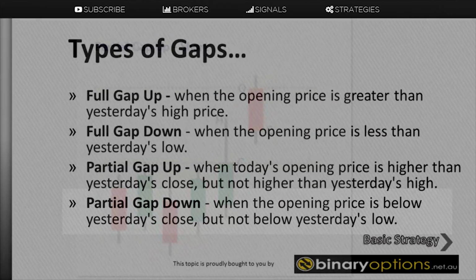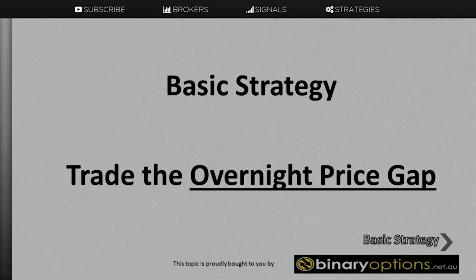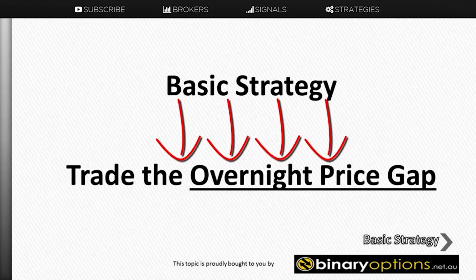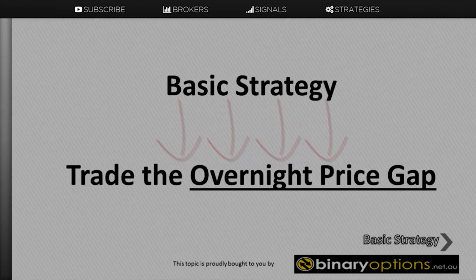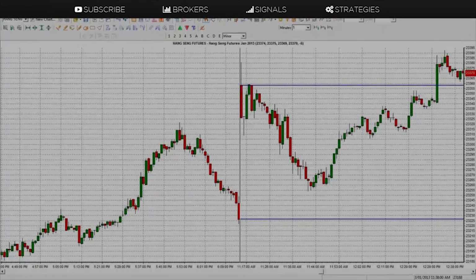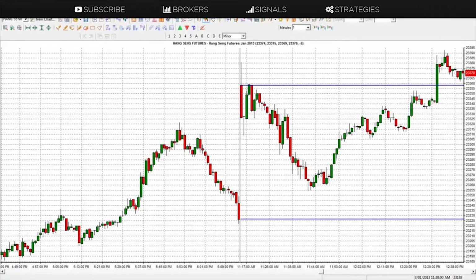For binary options traders, the most basic of gap strategies is to trade the overnight price gap, which is both high probability and can be used to place call and put trades. To prepare the price chart for a trade setup and to identify entry points, a trader must draw a horizontal line at yesterday's close and when the market opens at the open price.